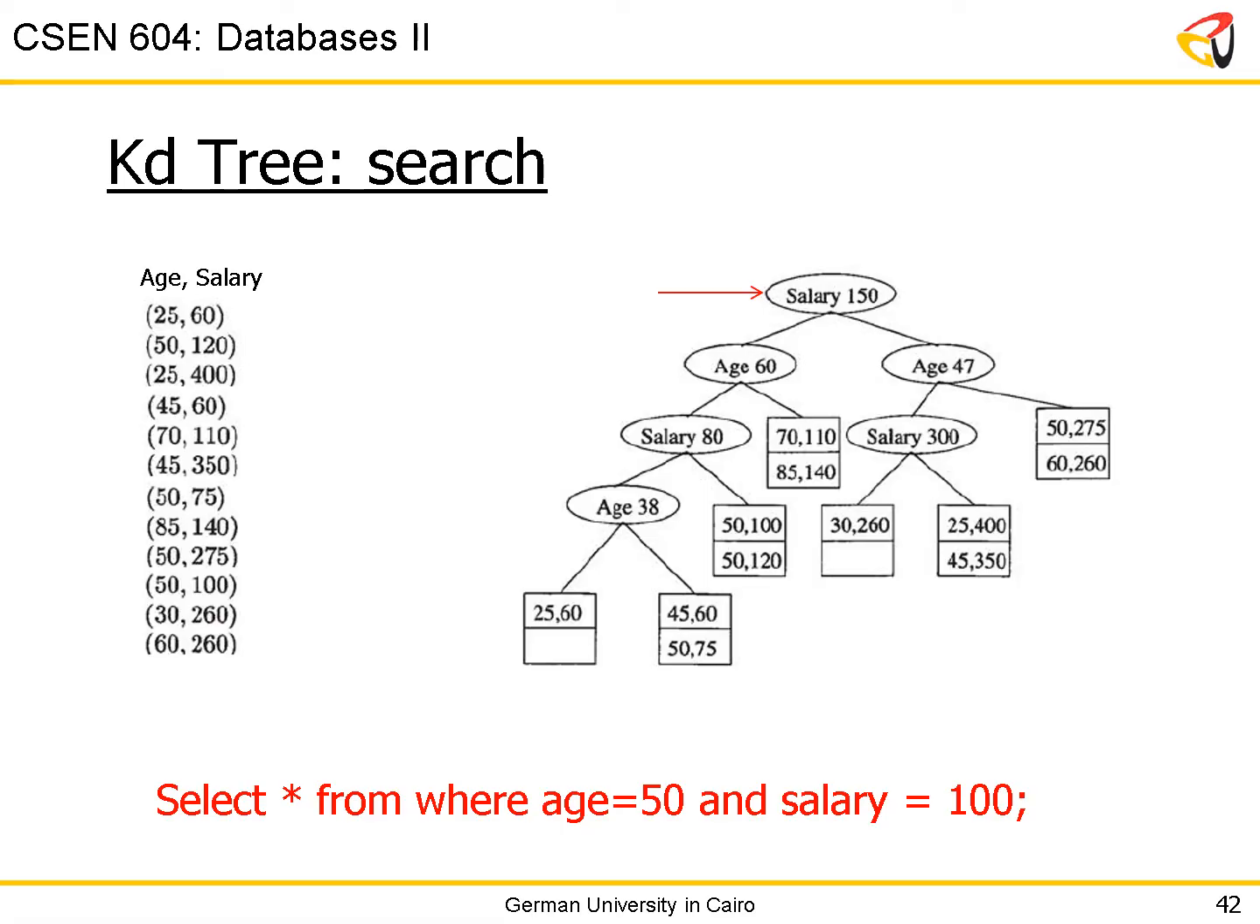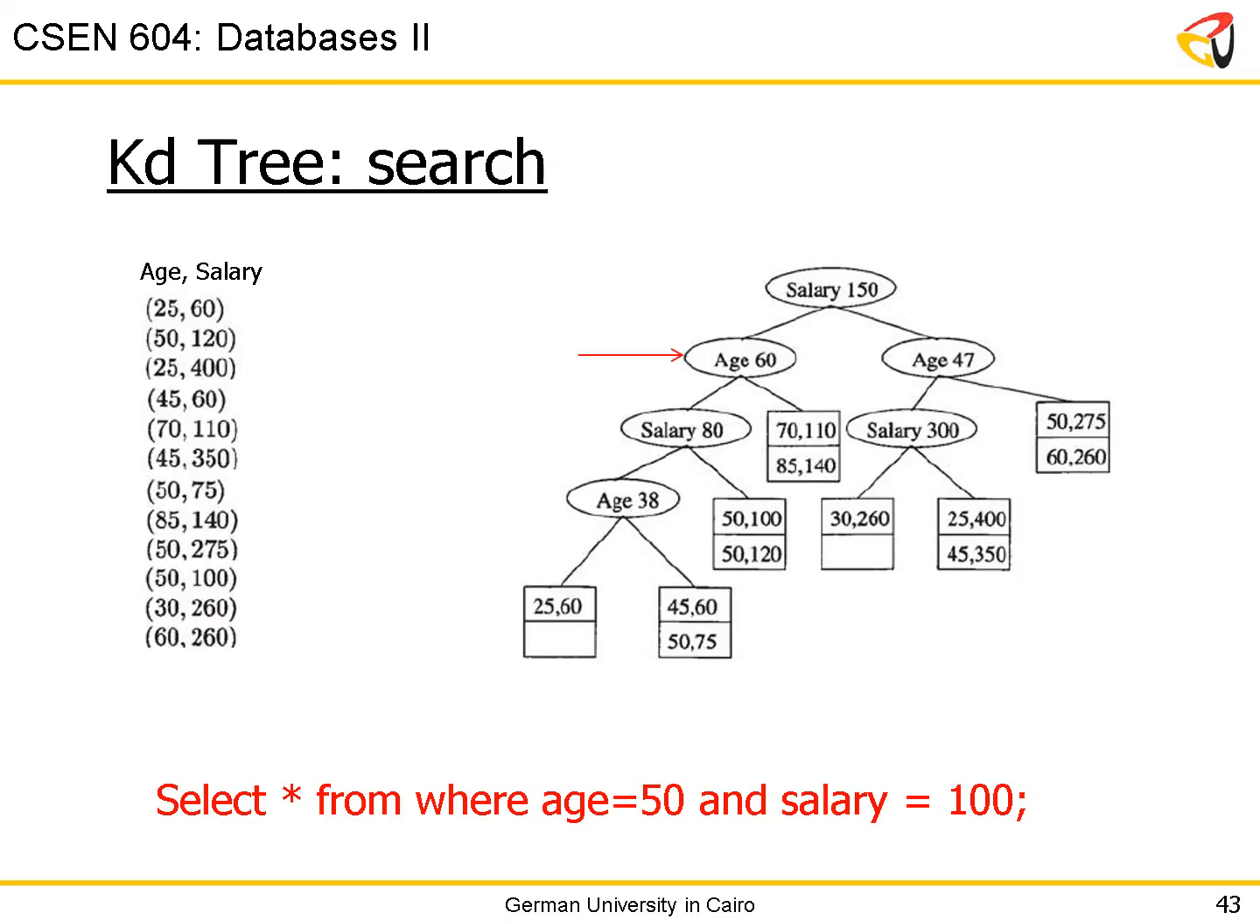So you start by looking inside the node again, salary, and it says salary 150, and you're looking for 100, so you go left. Now you have to look inside the node to figure out what dimension it represents, and it represents age, and you're asking for age equal to 50, and this is age 60, so you go left. Now it says salary 80, and you're looking for salary 100, so you go right. So as you see here, a node could have at most 2 children, and those children could either be another node or a pointer to a page on disk. Okay?